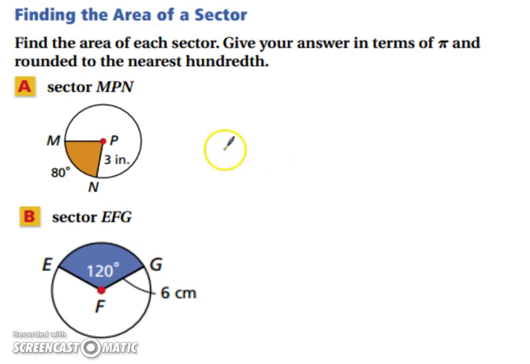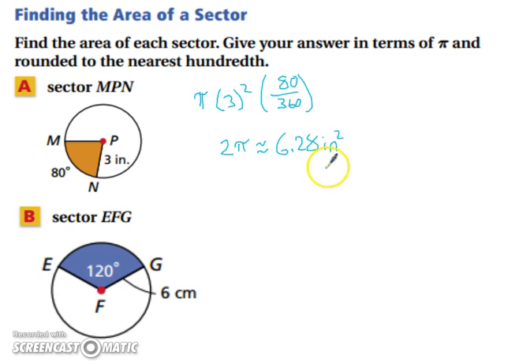Okay, so we know that our formula is pi times our radius, which in this case is 3, so pi times 3 squared, and we're going to multiply the area by the piece that we're looking for, so 80 divided by 360. So 80 divided by 360 times 3 squared will give you 2, and don't forget your pi, so 2 pi, which is about 6.28, and that would be inches squared. Take a moment and try this next one on your own.